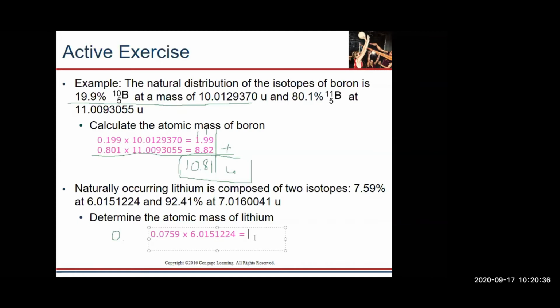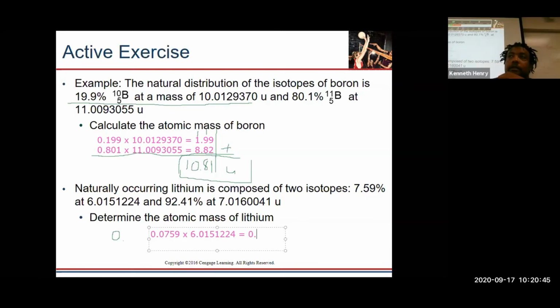Does it matter if we put 0.0759 or could we just put 0.759? You can put 0.0759, but I always like putting a 0 in front. It just helps me visually and keeps me from making stupid mistakes, although I will promise to make a couple of stupid mistakes anyway.